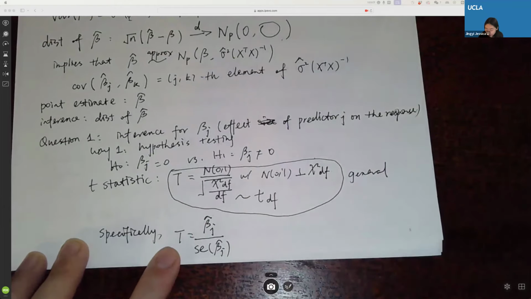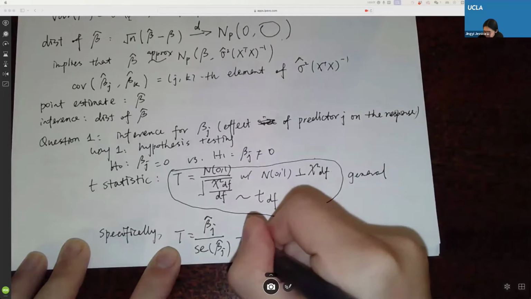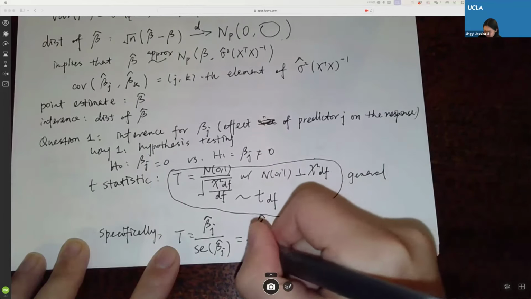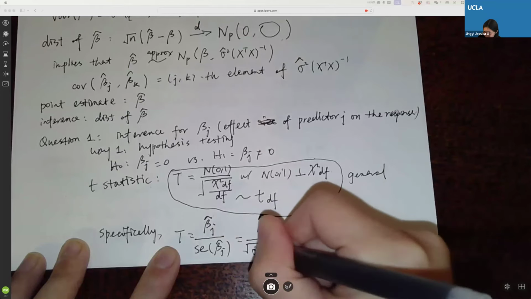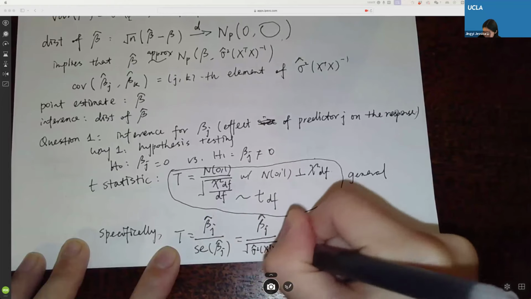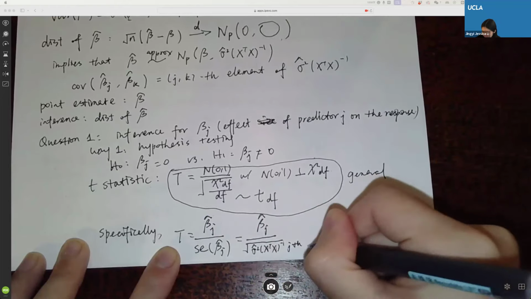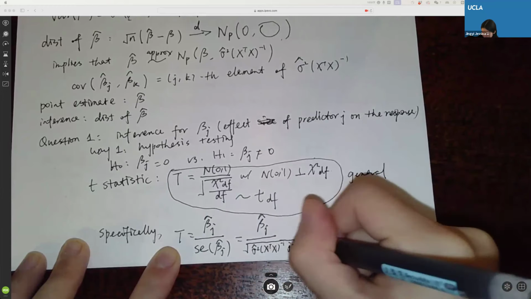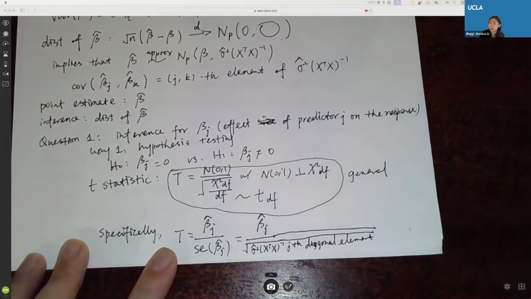In this case, both numerator and denominator are random. Beta j hat itself is random since it depends on our data X, y, and y is a random vector because epsilon, the error term, is random. And the standard error is the square root of sigma square hat times the jth diagonal element of X transpose X inverse, put as the denominator. Because sigma square hat is random, we also have randomness in our denominator.